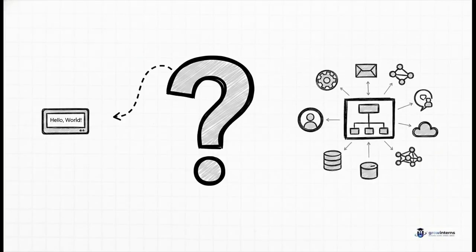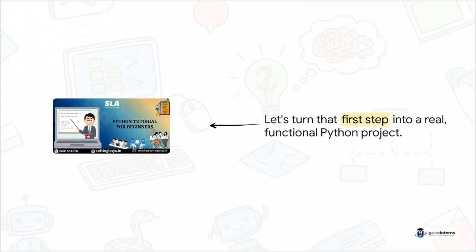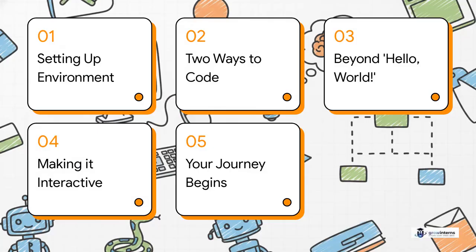Yeah, that feeling is super common. You print hello world to the screen and it's a huge milestone, but it immediately leaves you hanging. How do you go from just one single command to an actual project that does something? Well, that's exactly what we're going to tackle right now. We are going to turn that one little step into a legit functional Python script that you can talk to and that talks back.